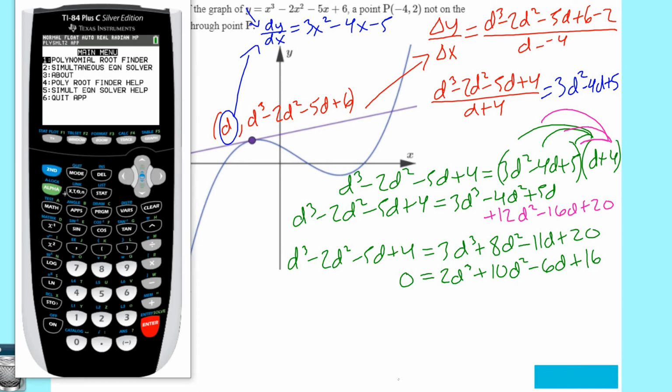So we go to Apps, the Poly Simulation, Polynomial Root Finder. So here we have 3 orders. We want to find the fractions. There we go. So we're good here. So we list our coefficients. We've got 2, 10, -6, and 16. So then we solve.